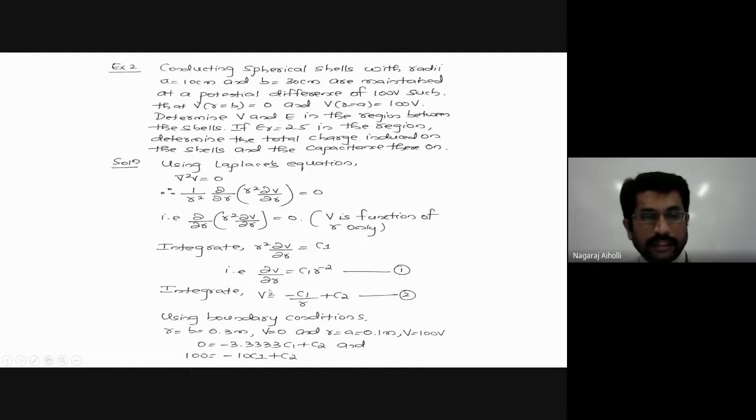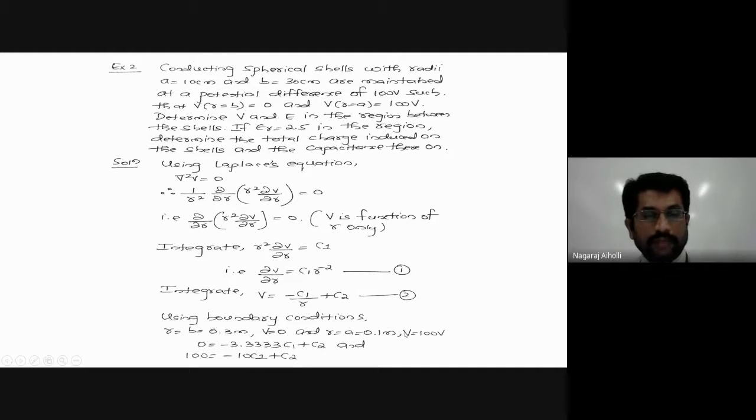Integrate it again, we get the equation for V. It is of the form x raised to n. Integration of x raised to n is x raised to n plus 1 divided by n plus 1. That is, we get V equal to minus C1 by R plus C2. Take it as second equation.